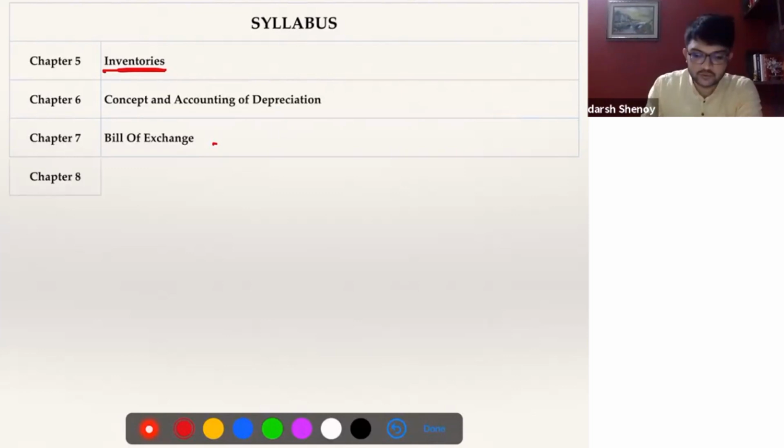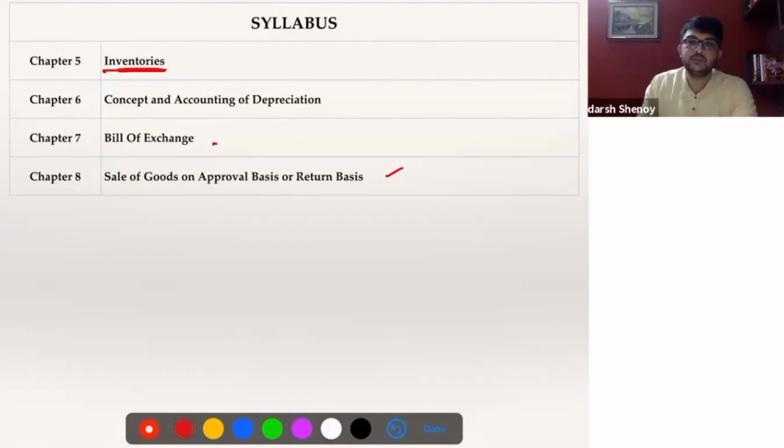Chapter 8 is sale of goods on approval basis. This is again a practical concept, and we're going to see how it is treated in accounting. I will teach you. Sale of goods on approval, what does it mean? I'll just tell you very briefly. You sell goods, and sometimes in the case of business to business transactions, what we call B2B, the goods are sold, and the buyer says, I will keep the goods only if I like it. If I don't like it, I will return it.